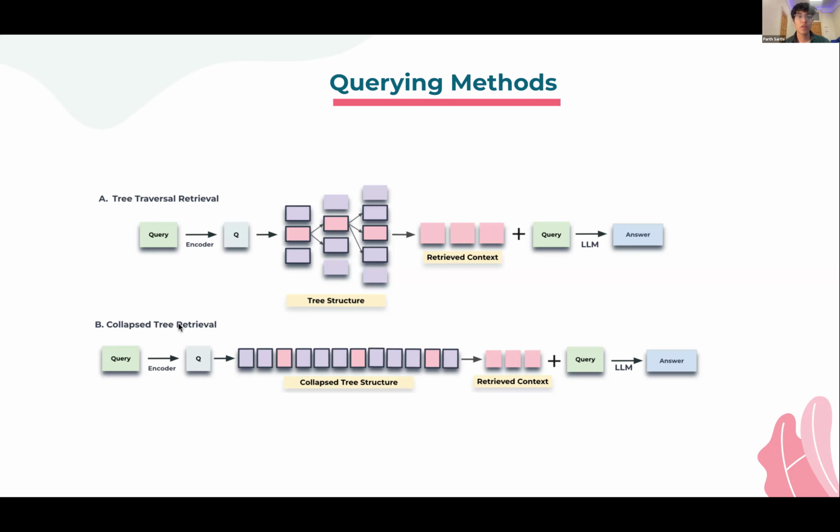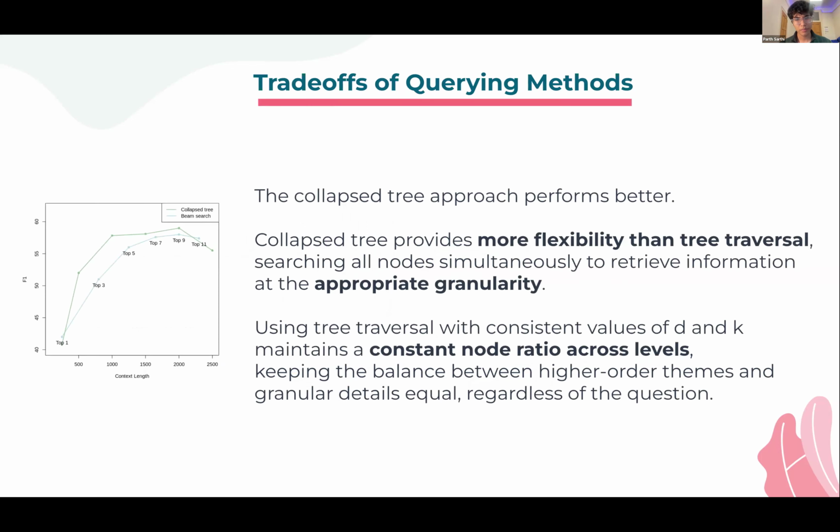On the other hand, the collapsed tree retrieval is much simpler. You essentially collapse the entire tree into a single layer, and you run similarity search on the entire tree at once, effectively. And here you can see top 3. So it's your normal similarity search, you choose the top 3 chunks, and you pass them to your language model again as context. So what are the trade-offs of these two approaches?